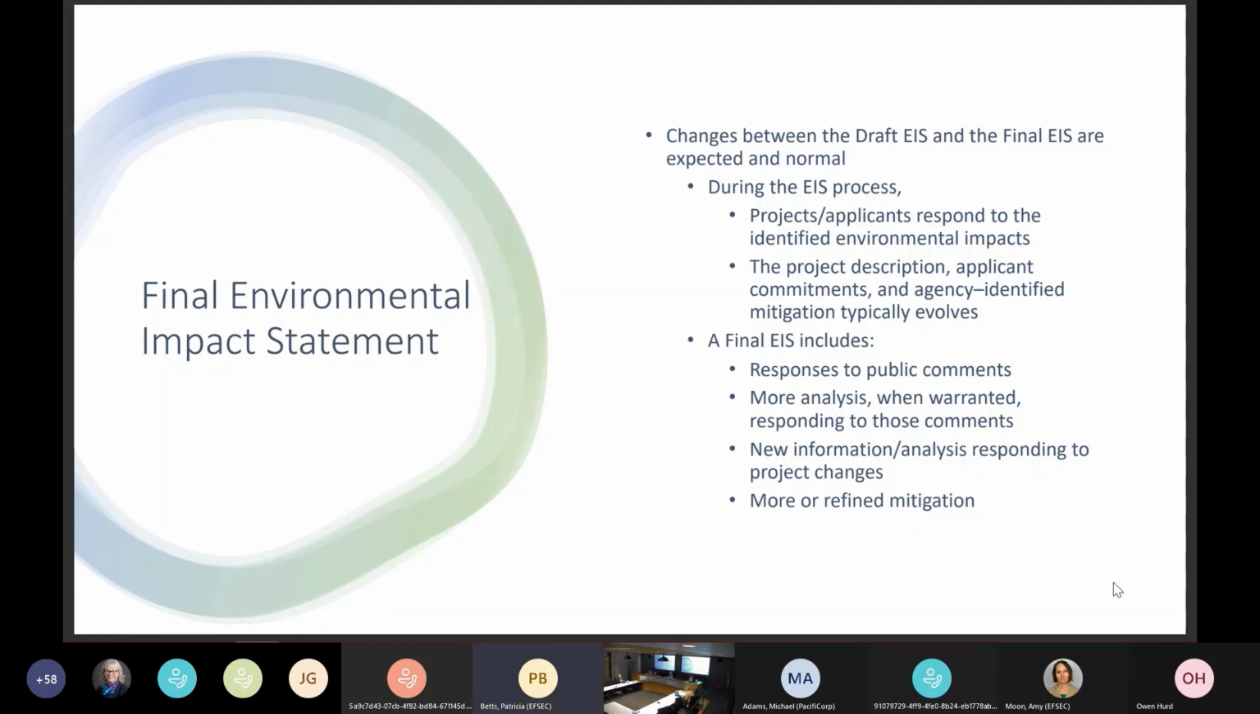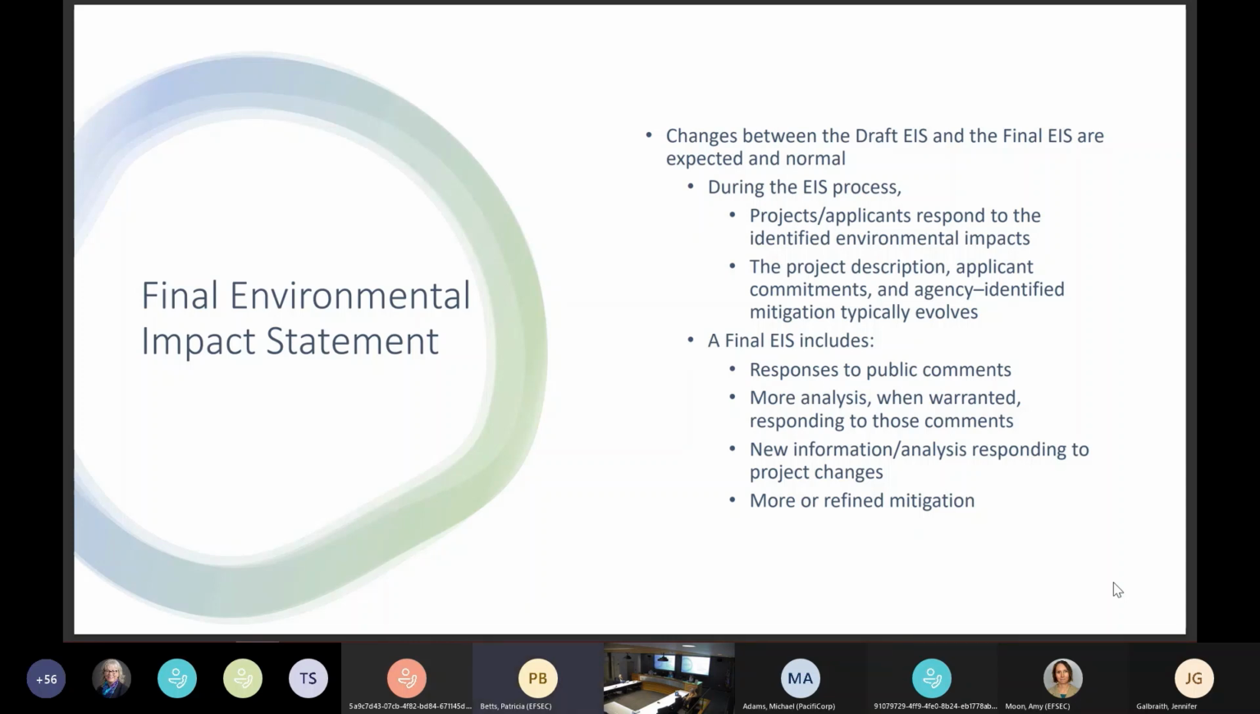Also, the project description, applicant commitments, and agency-identified mitigation typically evolve. Although changes to the project during the process create more work between the draft and the final EIS, the changes also meet the intent of SEPA, which is to result in an environmentally improved project. Decision makers will ultimately decide whether that refined project should be approved with conditions, or denied.